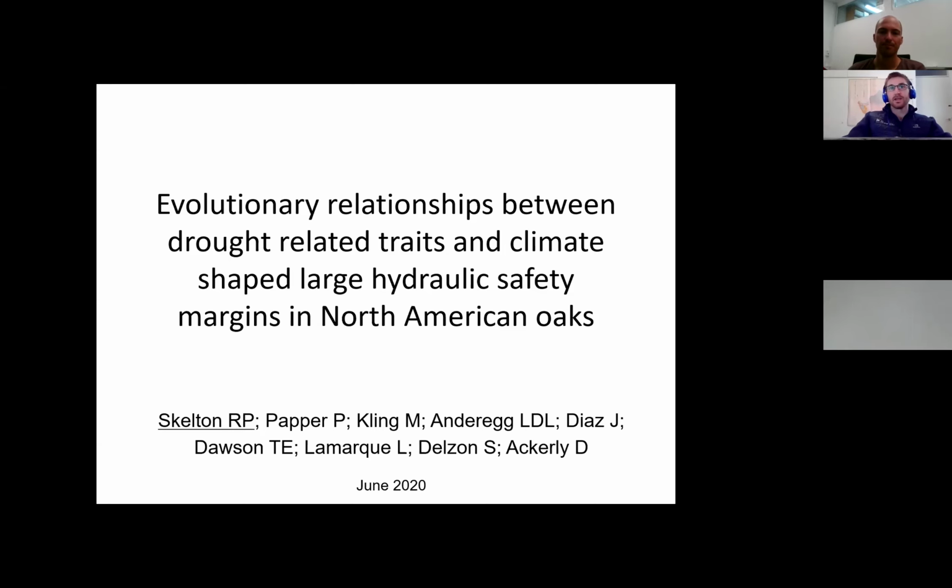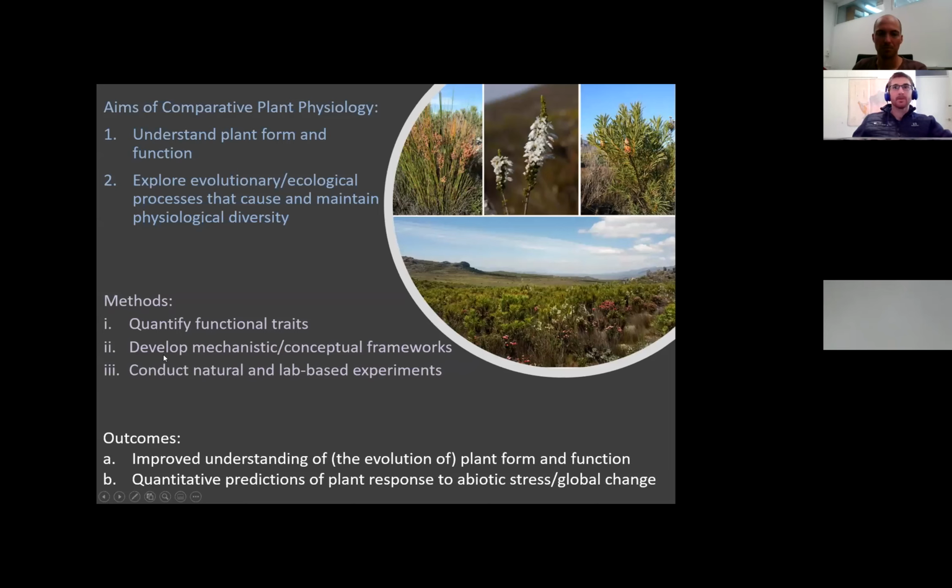So to get into what I'm going to talk to you today, as you'll notice, the title of my talk is Evolutionary Relationships between Drought-Related Traits and Climate Shape These Large Hydraulic Safety Margins in North American Oaks. And you might be wondering what a South African is doing talking about oaks, but a little bit of my research will hopefully make some of that clear. So this is where Uri and I overlap.